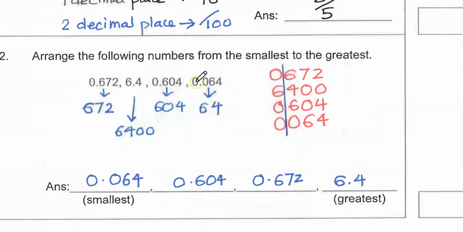Next, arrange the following numbers from the smallest to the greatest. Put them over here, align them this way. Of course, this part is the decimal point. This one looks like 6,000, it started with 6, so it is definitely the greatest. So 6.4 is the greatest. Next you come to 6.72. It looks like 6.72 is greater than 6.04. So you go down, and the smallest is of course 6.04. So step one is to align the decimal point, and you can actually see and compare the numbers.